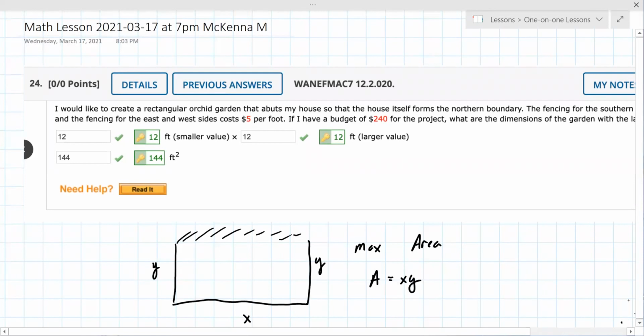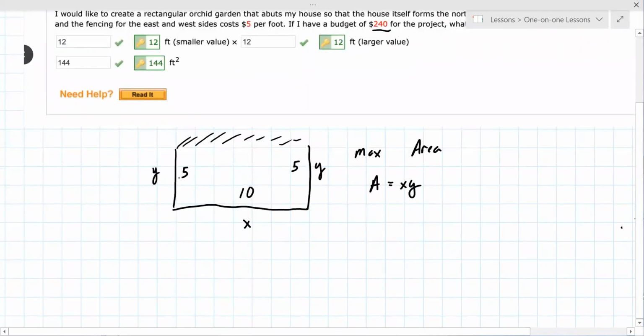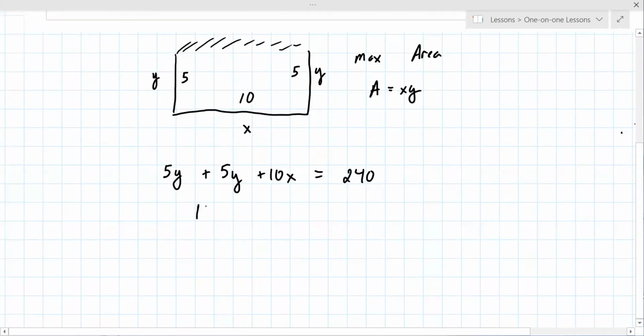Our constraint, though, is that we only have $240 for the project. The east and west sides are $5, and the southern boundary is $10. So the cost along one of these sides vertically is 5 times Y plus 5 times Y plus 10 times X. And that's 240. That's all that's available. So this is 10Y plus 10X equals 240. We can divide everything by 10, so X plus Y equals 24. And we solve for Y equals 24 minus X.